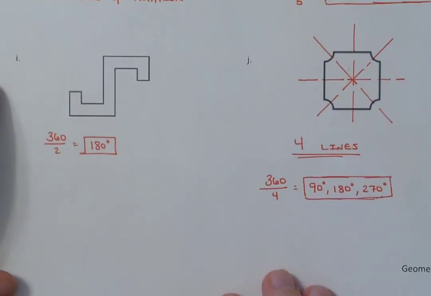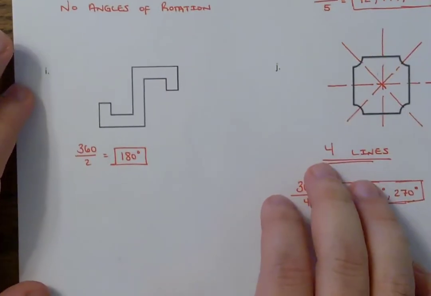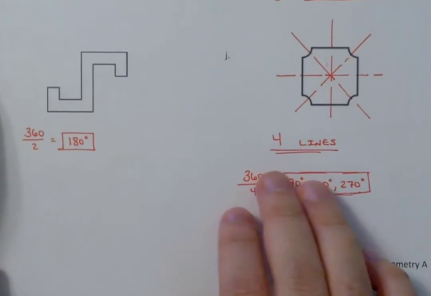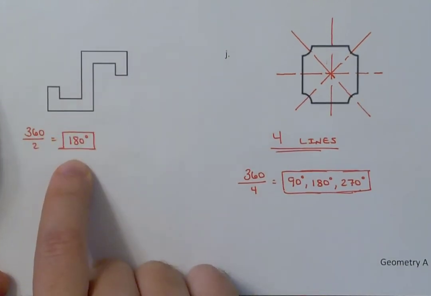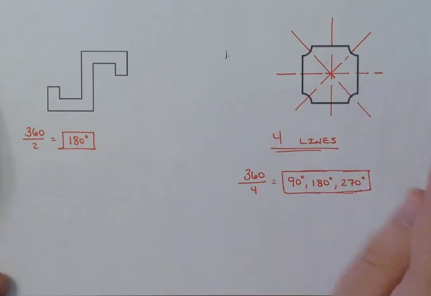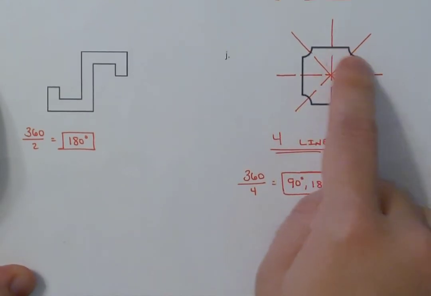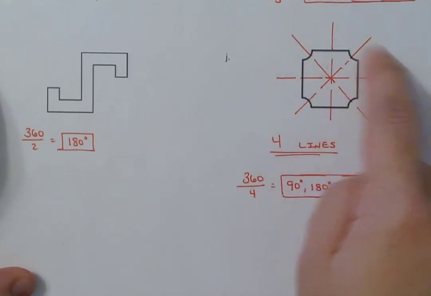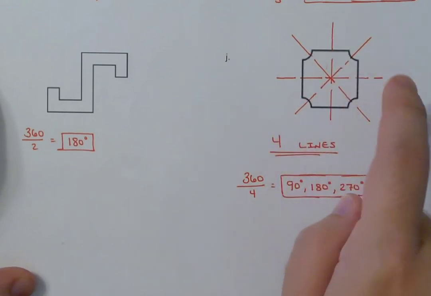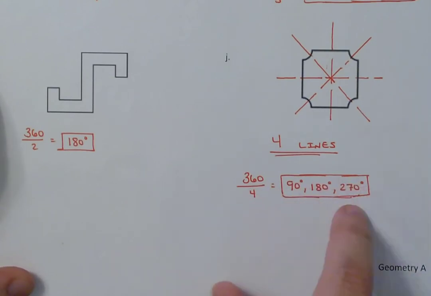All right, I is going to be very similar to F with this squiggle here. It's just a little bit more of a firm shape. So no lines of symmetry, but it does map back onto itself at 180 degrees. J is very similar to our square, just the angles are a little bit different. It has 4 lines of symmetry going top to bottom, left to right, and then the diagonals. And then my order of rotation is 4. So I do 360 divided by 4 and get 90, 180, and 270.